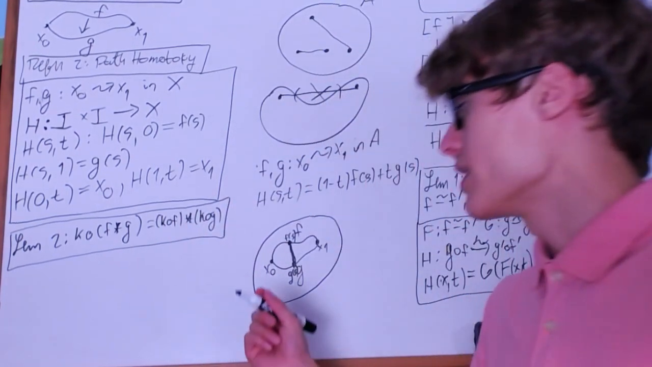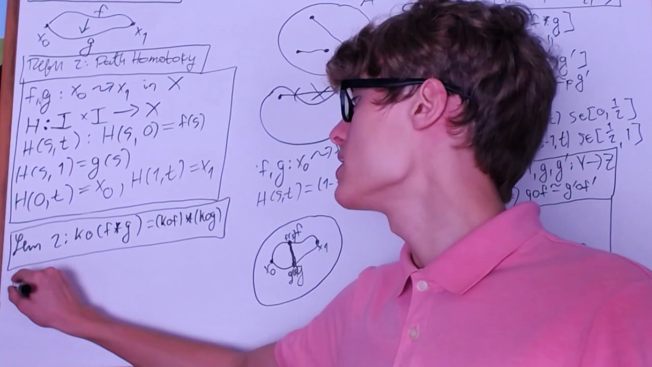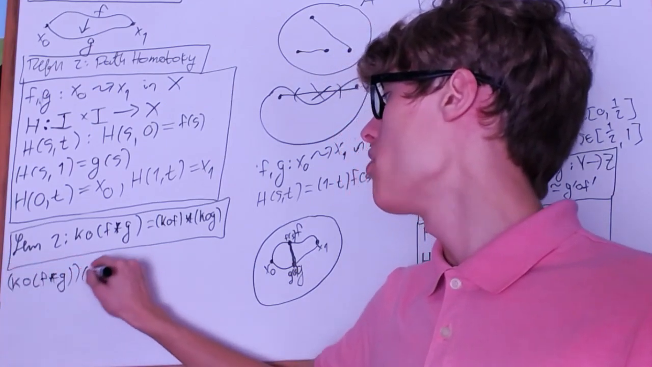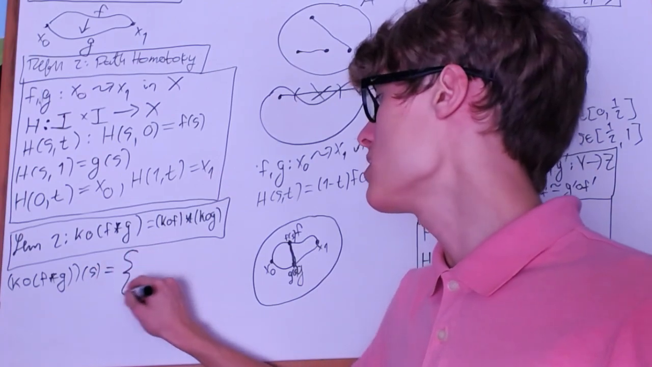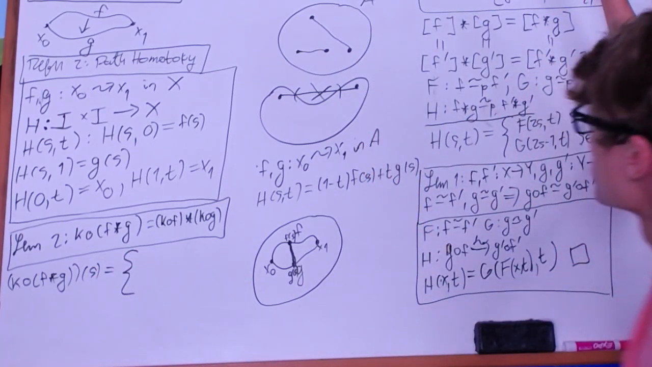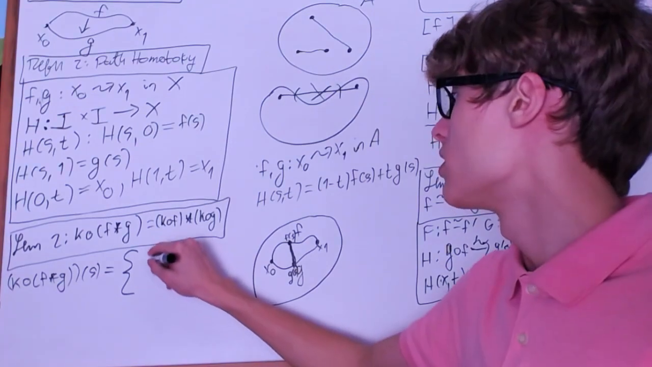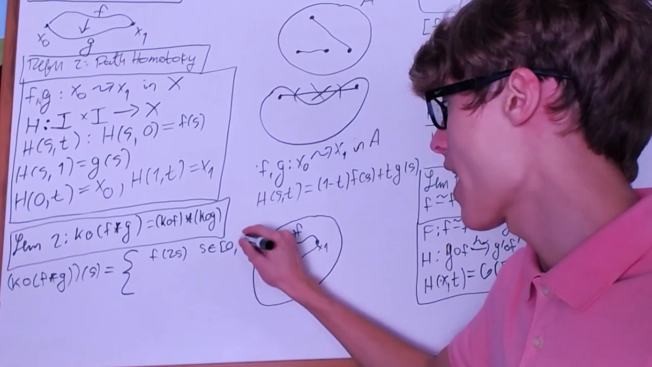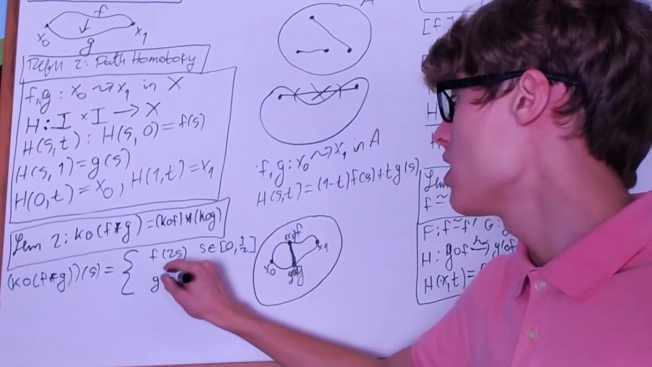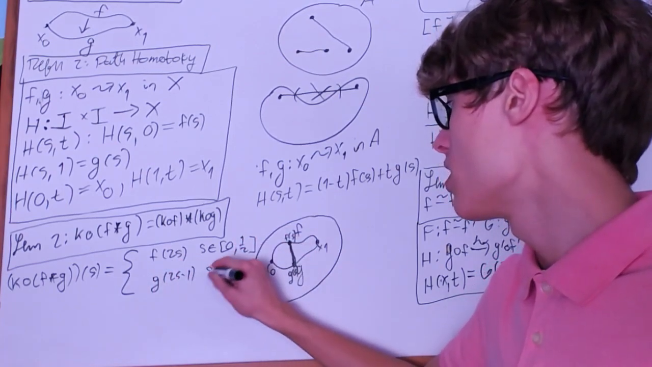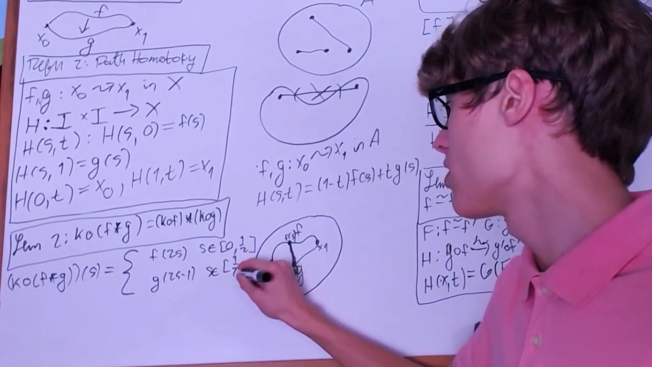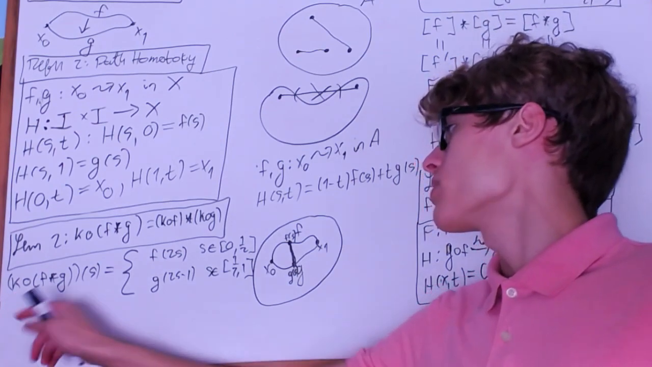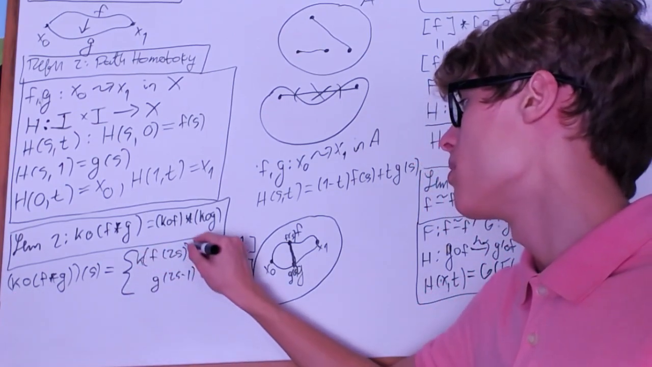Now this is actually really easy to prove, because what is k composed f star g of s? Well, from the definition of f star g, f star g is f of 2s, for s between 0 and a half, and g of 2s minus 1 for s between 1/2 and 1. And then, because we're composing it with k, you just do k of both of those things.